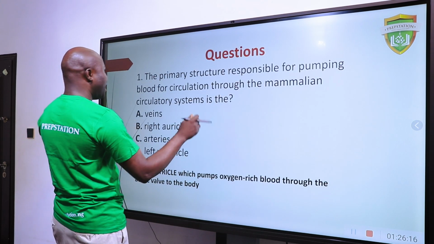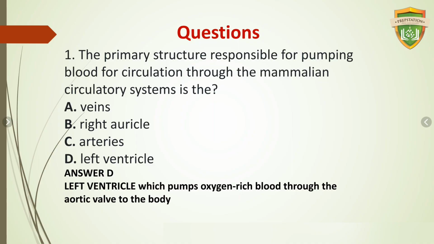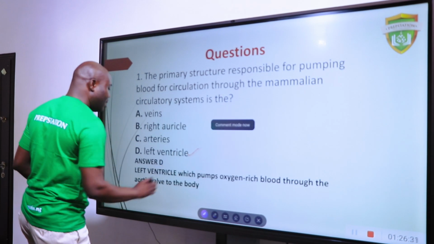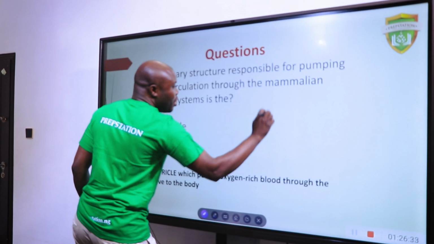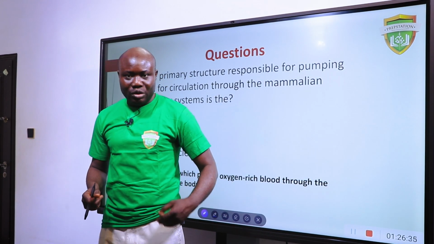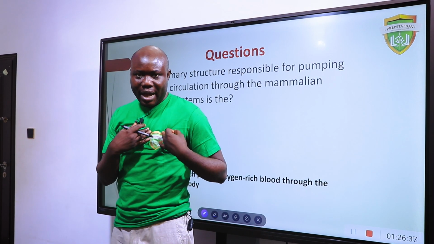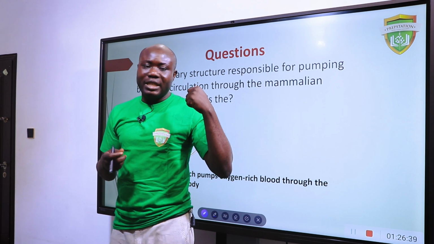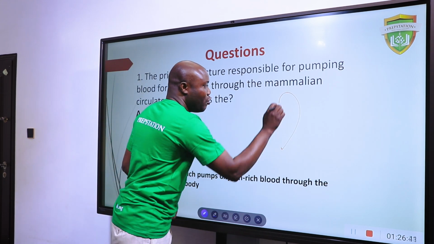Okay, then look at the question that we have here. The primary structure responsible for pumping blood for circulation throughout the mammalian circulatory system is the left ventricle. Please don't be confused. I'm sure you'll be looking for heart, right? Yes. The point is, if this is the blood here, let's assume, just look at me. This is where my heart is here, right? Look at the previous diagram that I gave you, right?